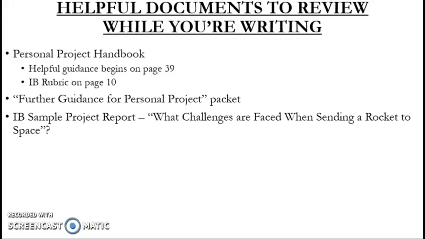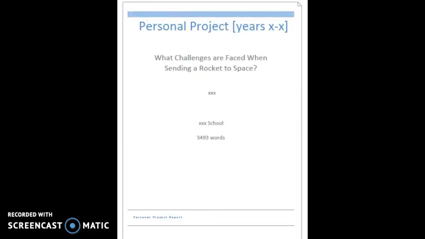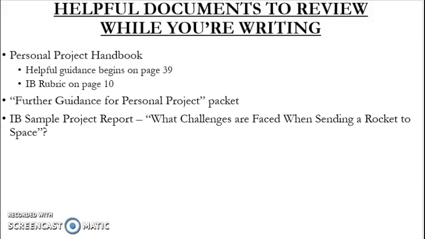There are also 2 other packets that I'd given students for helpful information to review while you're writing. Another one is further guidance for the personal project packet of information, and the front page of that document looks like this. There are several pieces in this particular packet that are extremely helpful when you're writing your project report. The front page of the other packet that I've given you is the sample project report from IB that scored straight 8s across everything, the highest levels of achievement. That packet is very helpful to have on hand when you're beginning to write and as you're writing your project report. So you may want to take a second to grab those 3 pieces of information before you begin writing and as you go through this screencast.